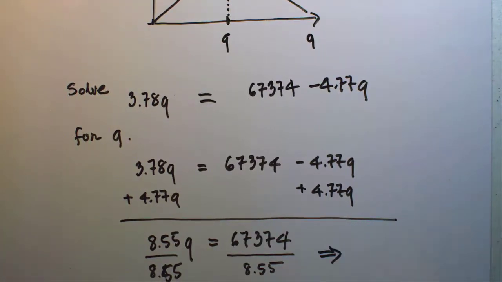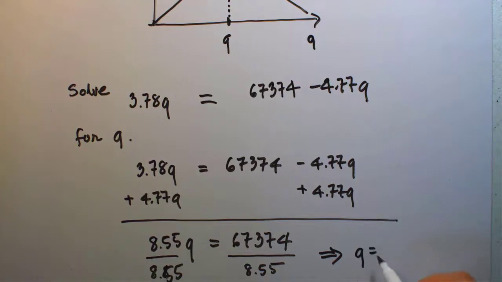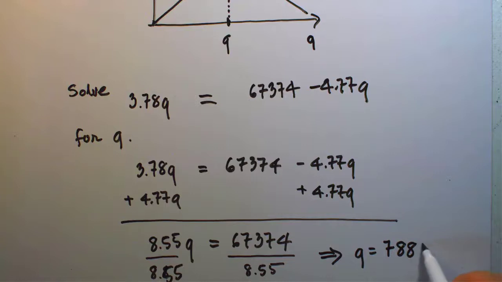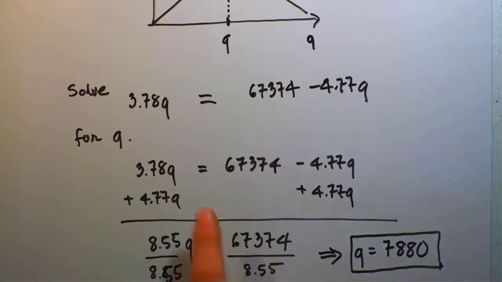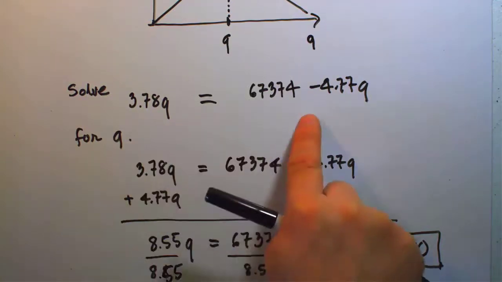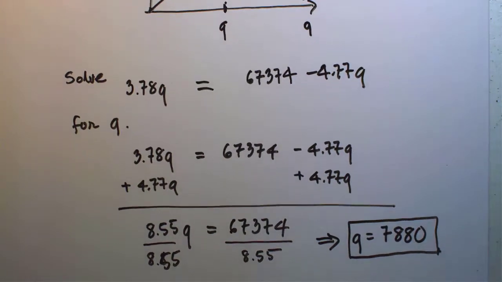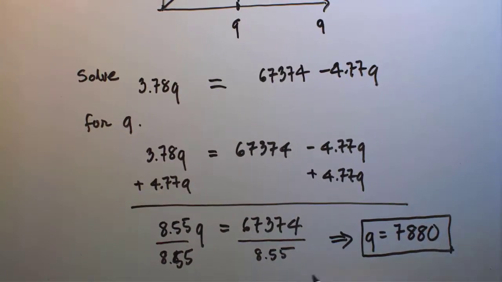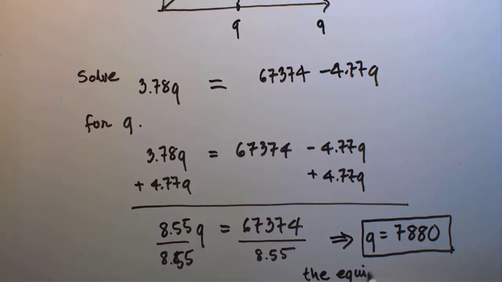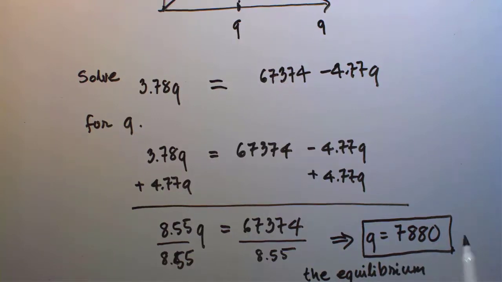And so calculation now shows that quantity comes out being exactly 7,880. Strictly as solving an equation, we solved for the Q value that satisfies this equation, where the left-hand side equals the right-hand side. But in the practical meaning of this particular problem, Q here we call the equilibrium quantity.